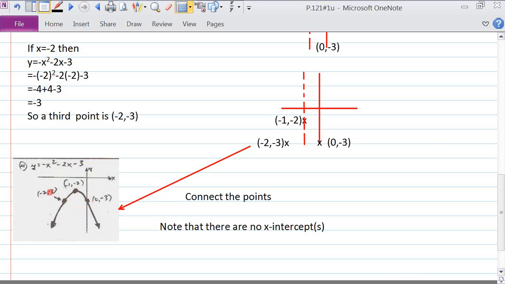Now, you don't have to choose x equal minus 2 to get this. You could have chosen minus 3 or minus 4, just some point on this side of the line. But we chose it because it was nice and symmetrical and gave us the same y value.